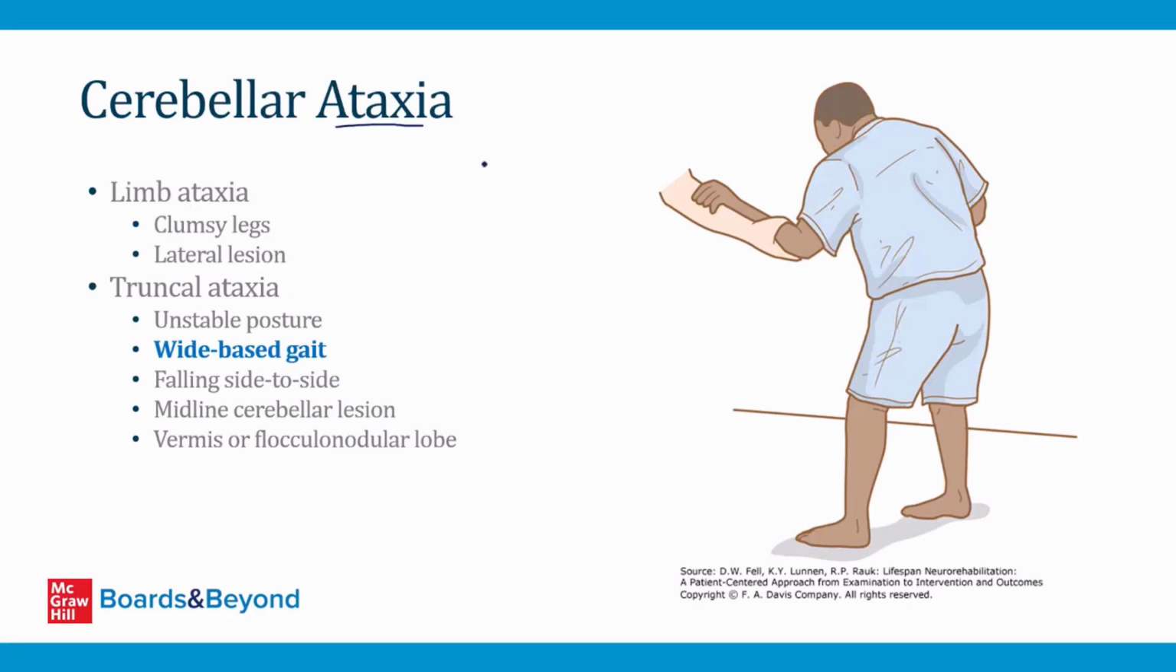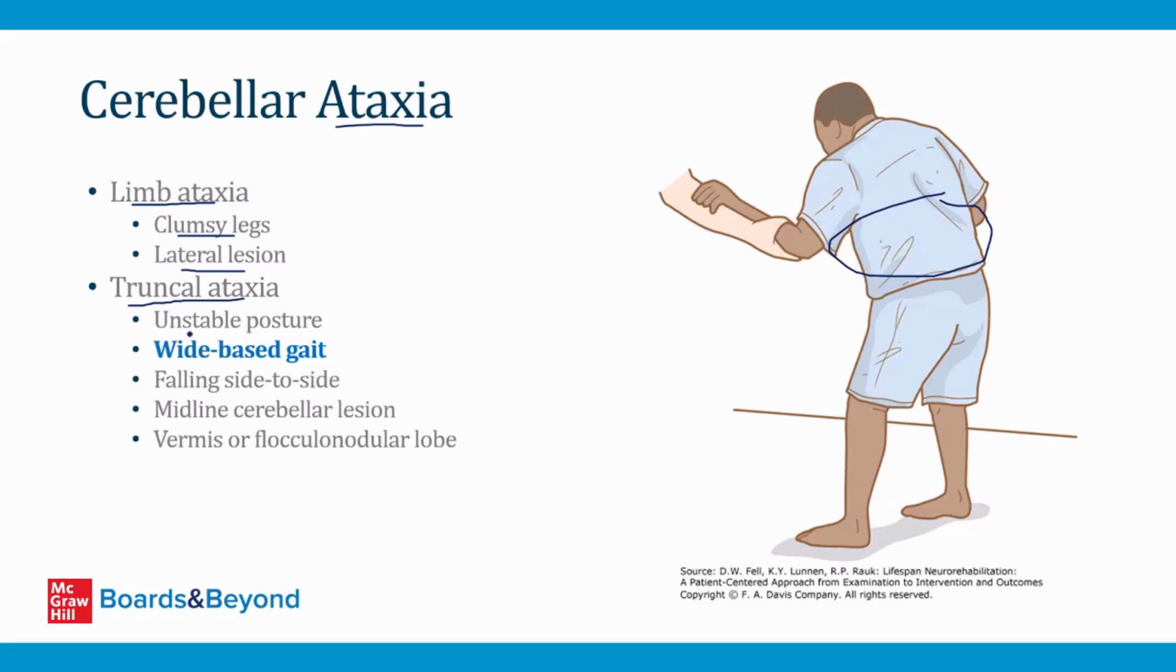Ataxia or loss of balance is a classic clinical feature of cerebellar disease, but it can happen for a couple of different reasons. Sometimes it happens because of limb ataxia. Basically, patients who have clumsy legs and can't get their foot to go where they want it to go, this can lead to ataxia. And this can be caused by a lateral lesion. Remember, lateral lesions affect the extremities, like the arms and the legs. And you can also get ataxia for the reason we were talking about in the last slide, truncal ataxia. So when you can't hold your trunk or your midline up straight, this can lead to loss of balance.